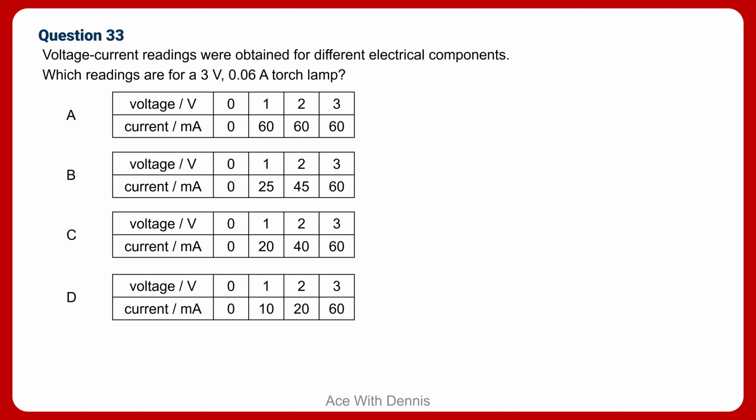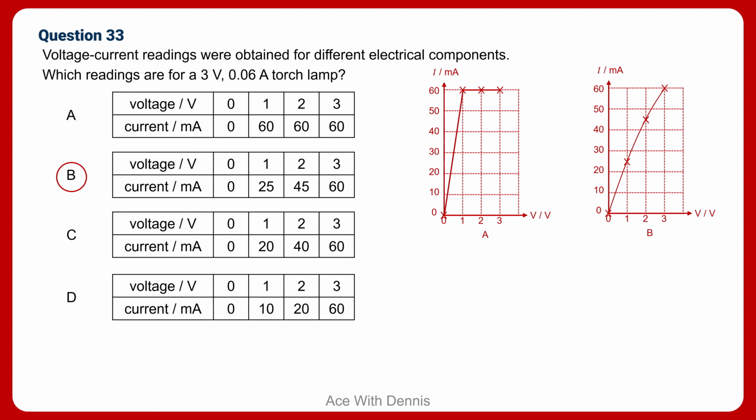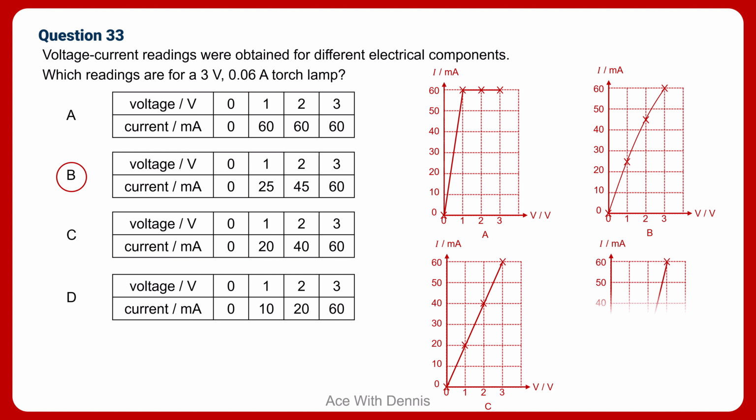The answer is B. If we want to plot the current voltage graph for each of the options, this is how it looks for option A, this is how it looks for option B, option C, and option D. You might be wondering why it is not option C, because that is Ohm's law where the current is directly proportional to the voltage. But you need to understand that this is the torch lamp case where the lamp is a filament lamp, so it does not follow Ohm's law.